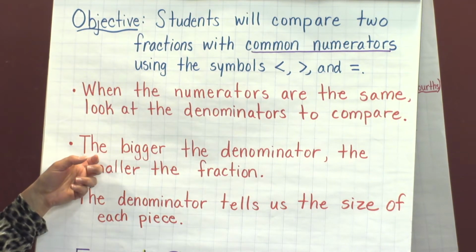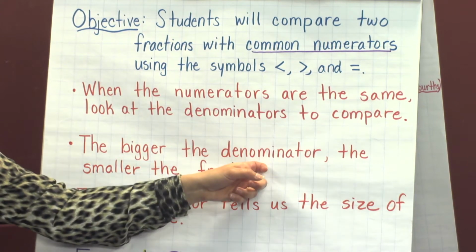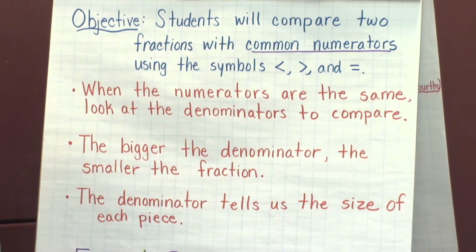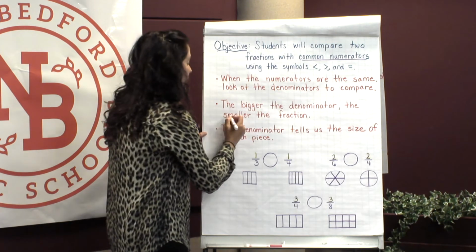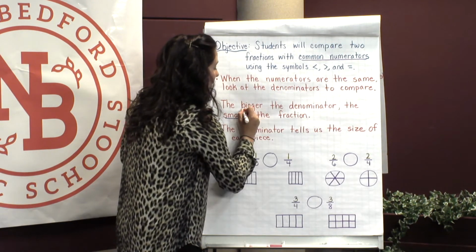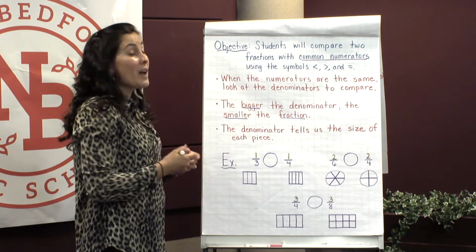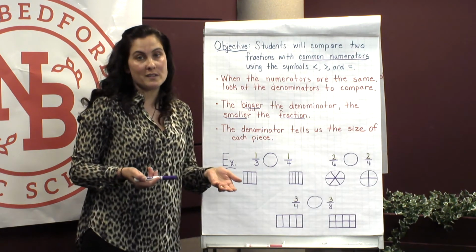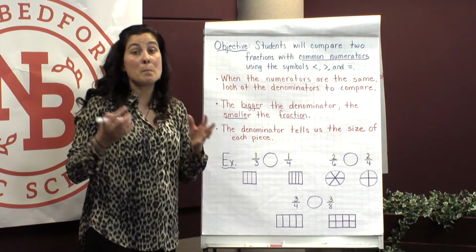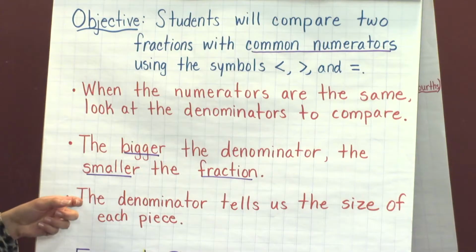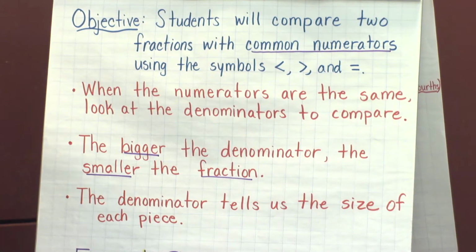Here's the tricky part. The bigger the denominator, the smaller the fraction. That's really hard for kids to understand, that something bigger could actually be smaller. But we're not talking about whole numbers, boys and girls. We're talking about fractions, parts of a whole. The denominator tells us the size of each piece. That's why the bigger our denominator gets, the smaller the pieces are going to get.